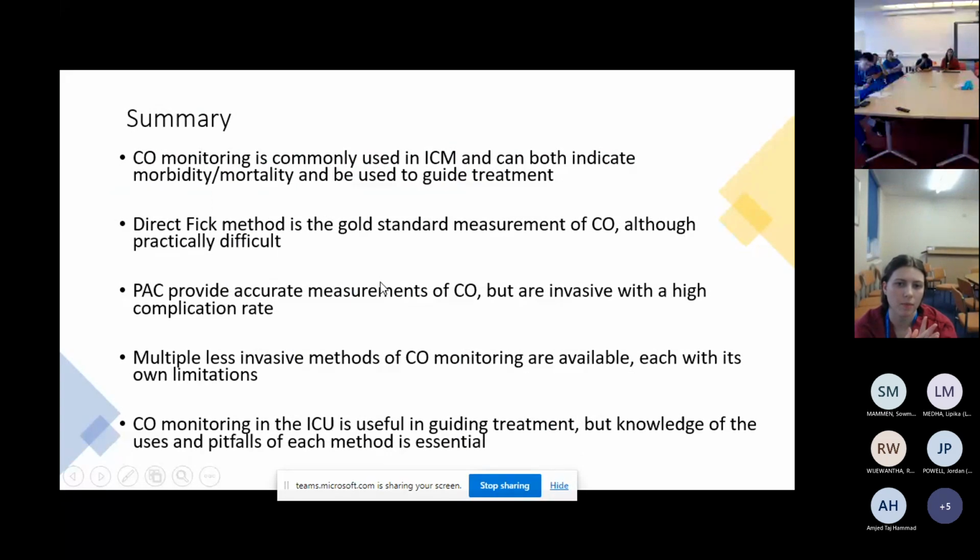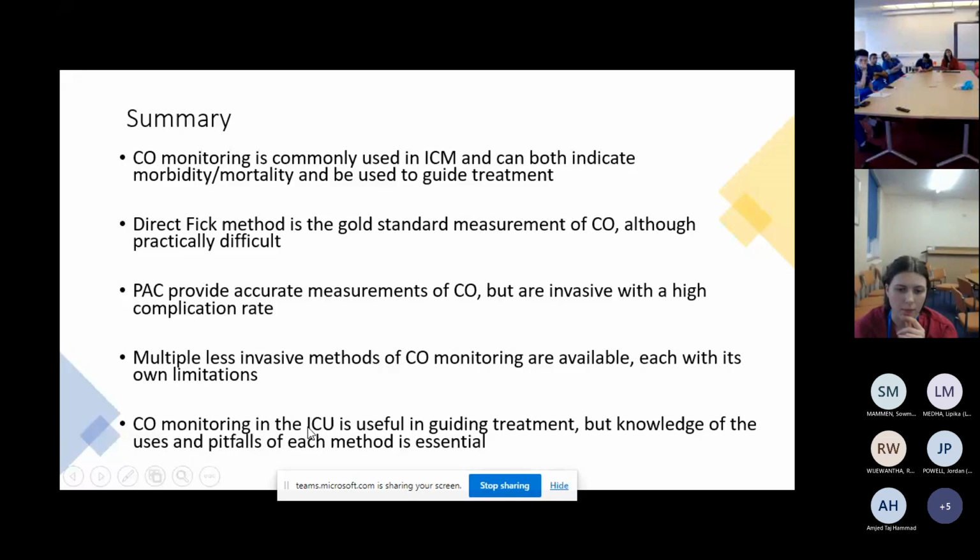Okay, so in summary, cardiac output monitoring is a commonly used technique in intensive care medicine, and it's useful both in indicating the morbidity or mortality of a patient and also in guiding treatment, particularly with vasoactive and inotropic medications. We talked about the direct Fick method, which is the gold standard of measuring cardiac output, but it's practically difficult. The pulmonary artery catheter is also quite accurate, but it's invasive with a high complication rate. And then the less invasive methods of cardiac output monitoring are available, but they each have specific limitations and situations in which they might not be so accurate.